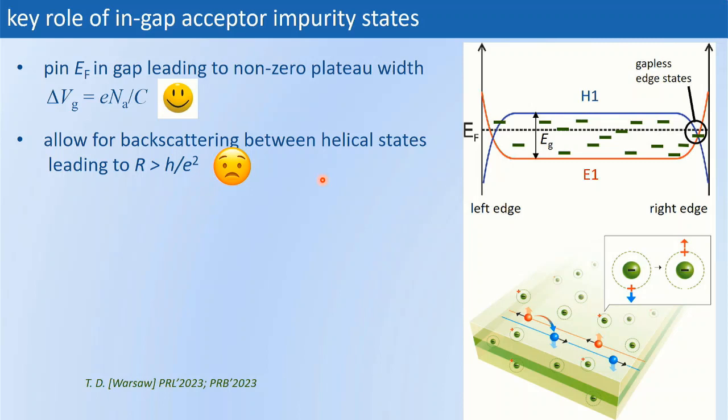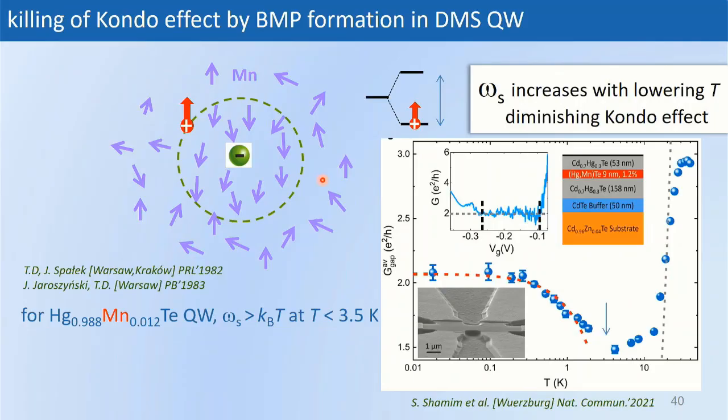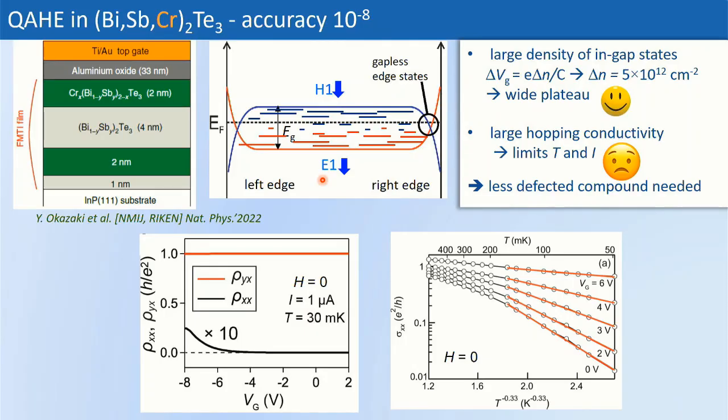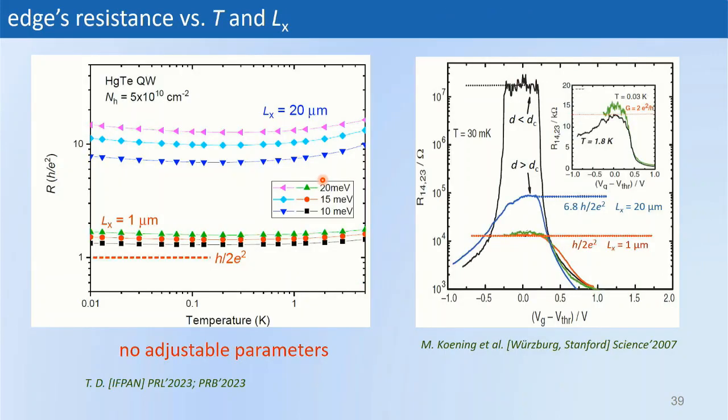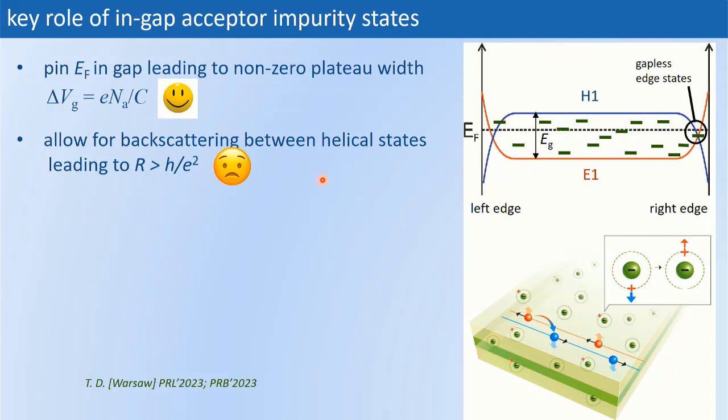So what is our model for that? Our model, as we mentioned several times, is the acceptors in the samples. These acceptors are very important to improve the quantization of the quantum Hall effect. What we say is that the acceptors are very important to keep a certain gate voltage and a Fermi energy within the gap. If the gap were empty of these acceptors, then the Fermi level would go immediately from the conduction band to the valence band. But the acceptor keeps the Fermi energy in the gap.